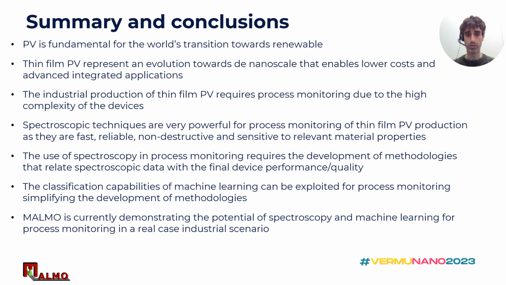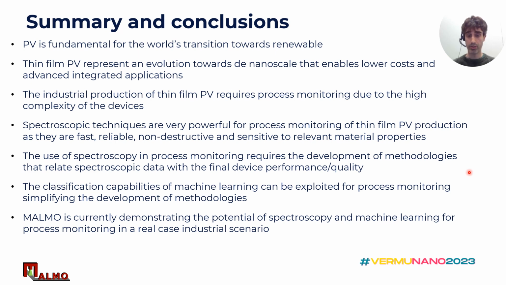So finally, some conclusions. First conclusion is that PV is fundamental for the world transition toward renewable energy. Then that thin film represents an evolution of photovoltaics towards the nanoscale that enables lower cost and advanced integrated applications. However, despite these advantages, the high complexity of these devices requires that the industrial production uses process monitoring to avoid manufacturing defects. Then we have learned that the spectroscopic techniques are very powerful for process monitoring of the thin film PV production, because they are fast, reliable, non-destructive, and sensitive to relevant material properties.